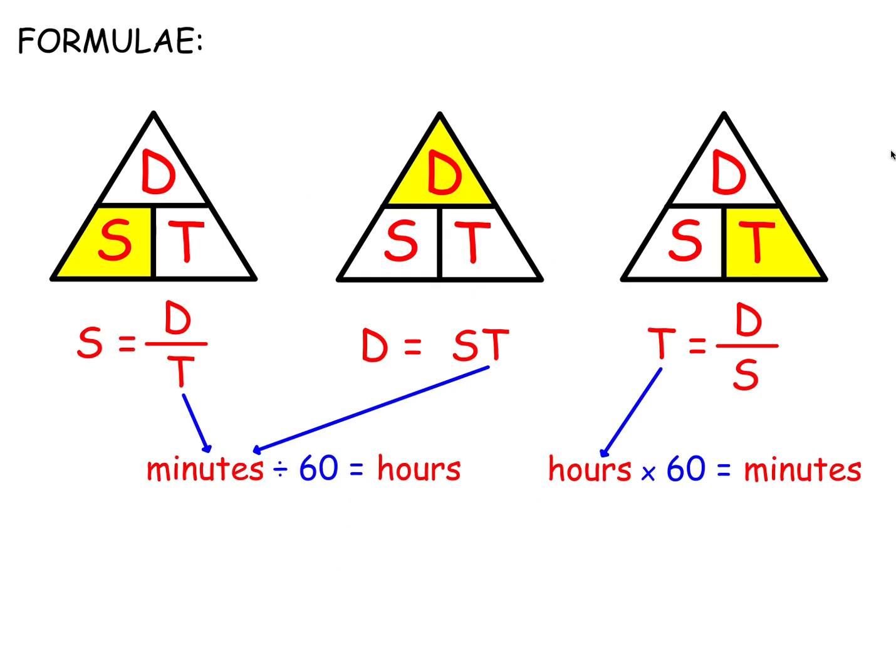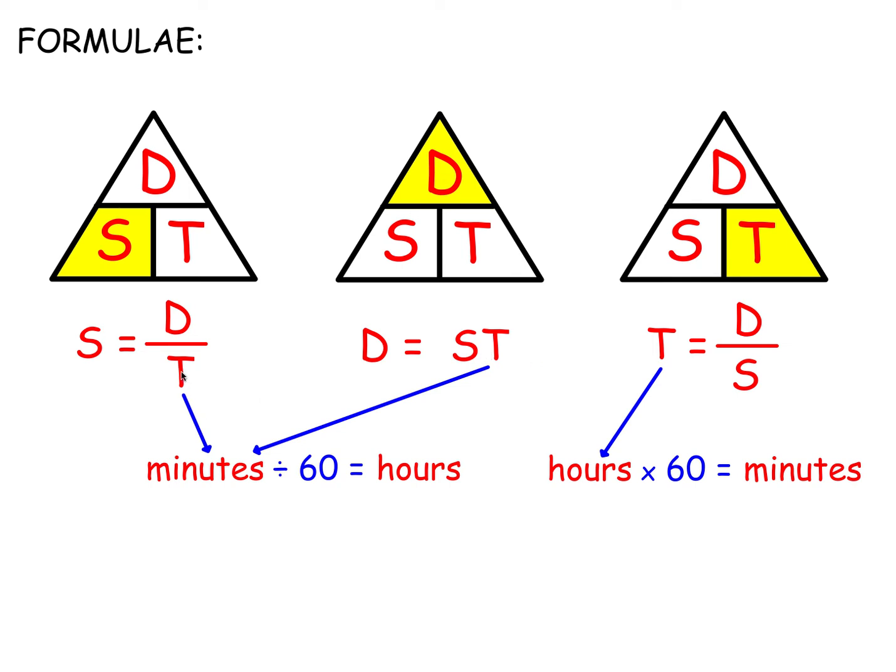Here they are summarised. This triangle is often used to memorise formulae in, say, physics. So this is S is D over T. This is, over on the right, T is D over S. And in the middle here, the D in the top, S and T are together. D is ST together. That means speed multiplying time.